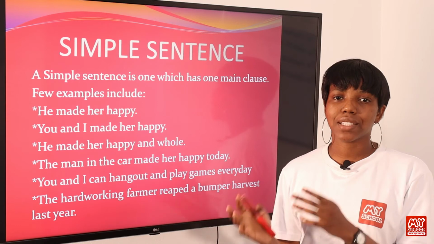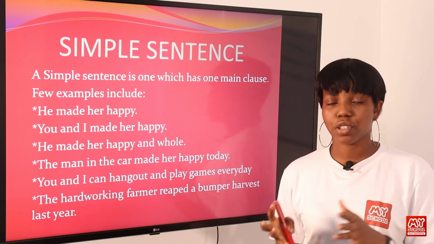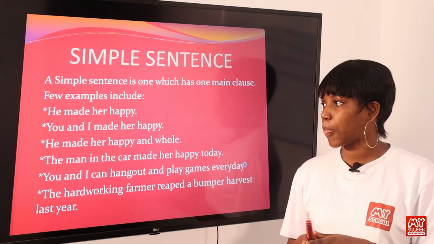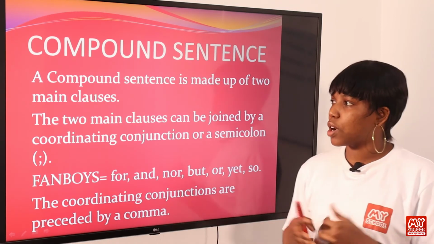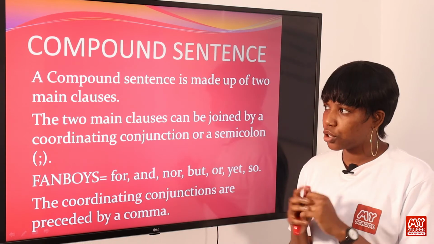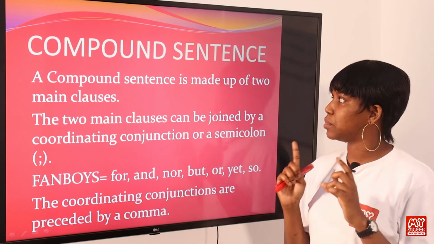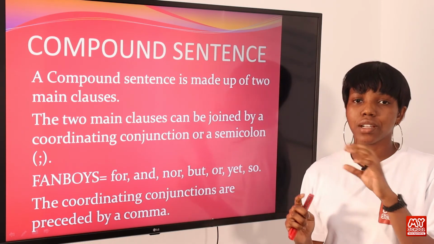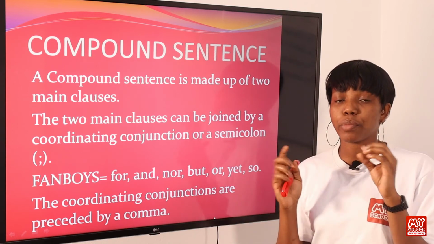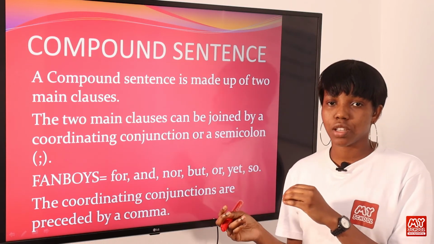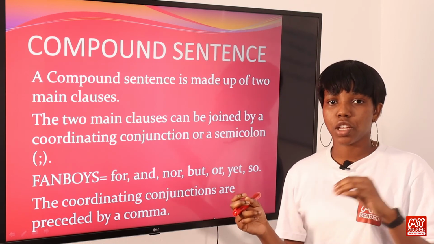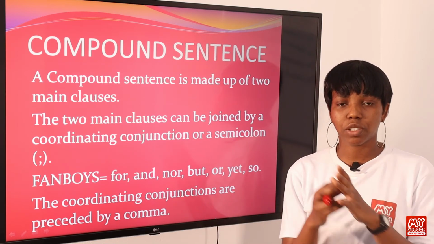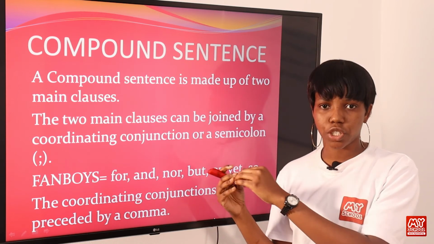So let's take a look at the next structural type, which is the compound sentence. Now, what do you need to know about a compound sentence? Number one feature you need to know is that a compound sentence is made up of 2 main clauses. So you observe 2 subjects, 2 verbs: a subject and a verb showing a relationship, another subject and verb showing a relationship.